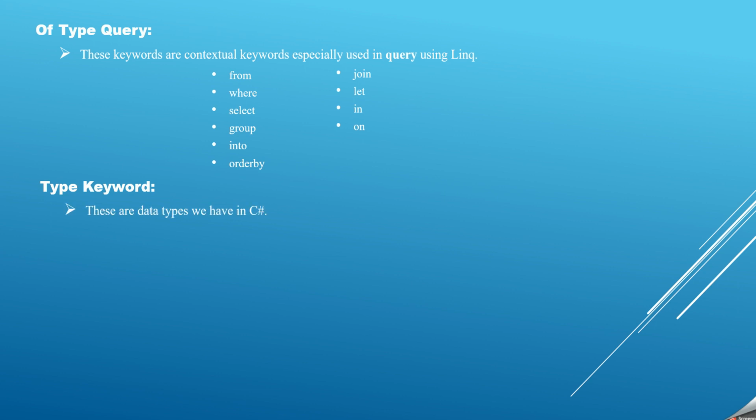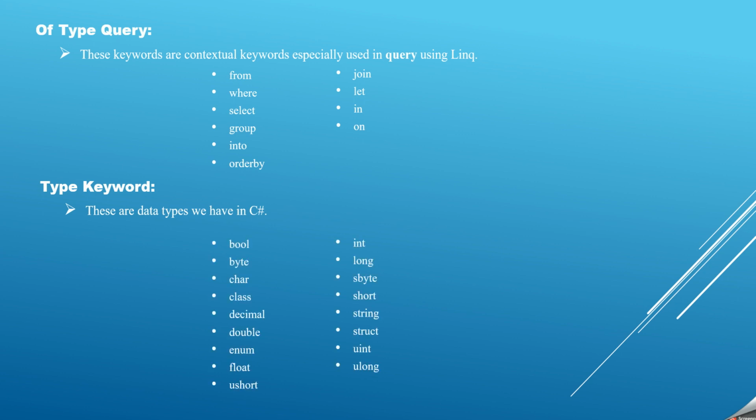Next is type keywords. No need to discuss much, because our upcoming video session, maybe immediate or the next one, is data types in C#. We have a lot of data types, as every language has, like bool, char, string, decimal, double, int, long int, short int, all these things, right?